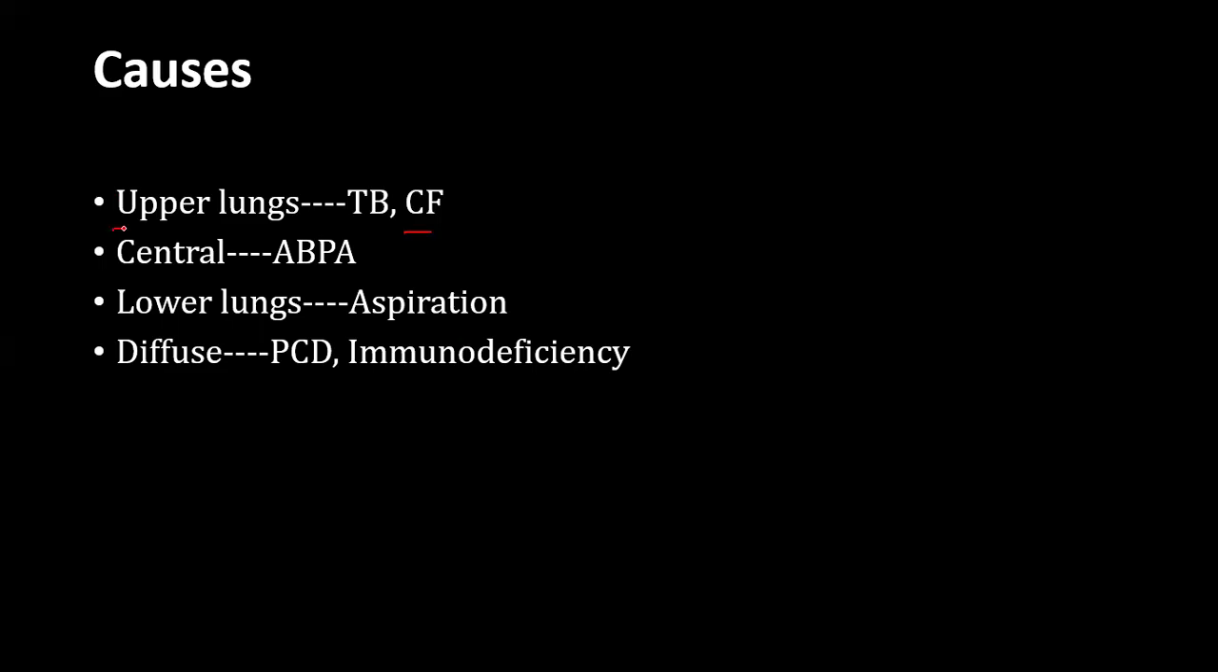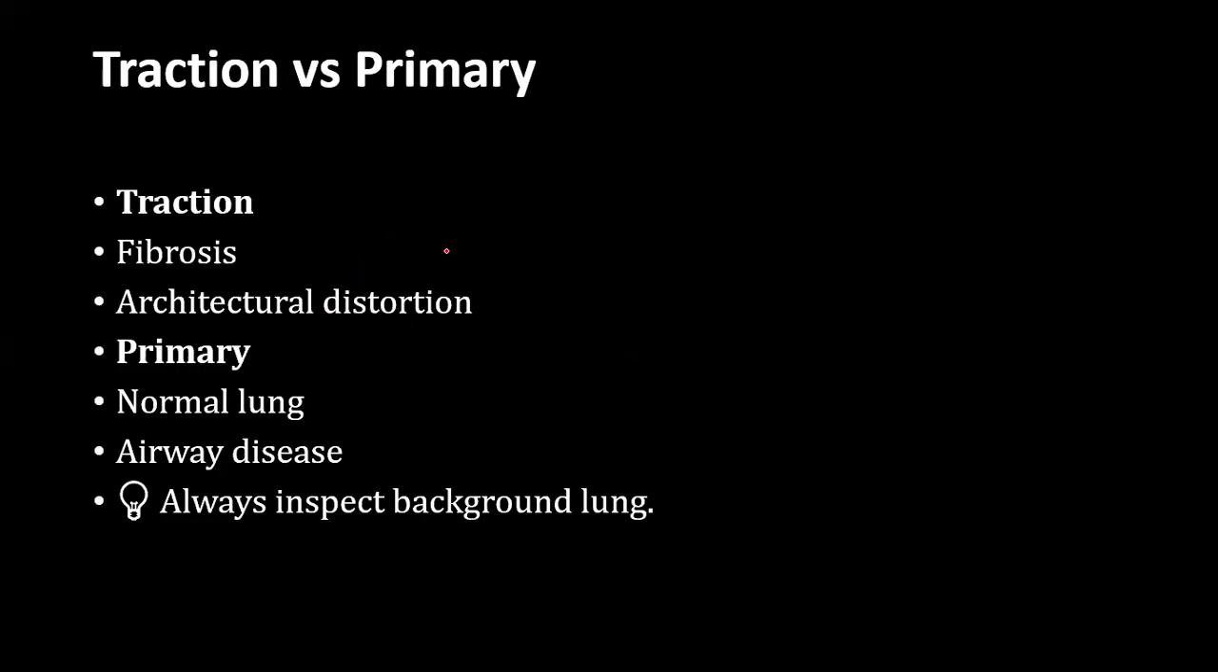If it's upper lobe bronchiectasis, probably it is TB or cystic fibrosis. If it's central, it's ABPA, right? And if it's lower lobe, then it's aspiration related, right? And if it's diffuse, then it's immunodeficiency or PCD. You must remember: lower lobe in aspiration, central ABPA, and upper lobe in TB and CF.